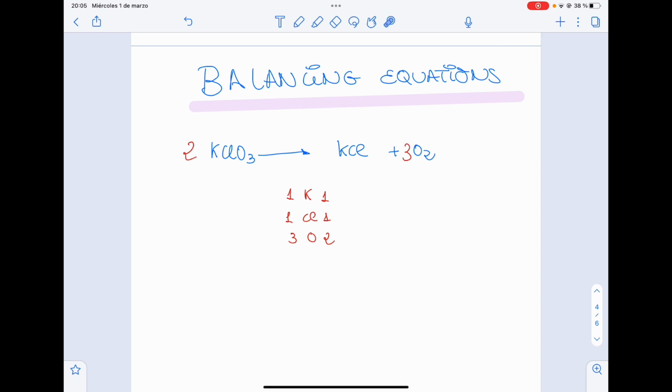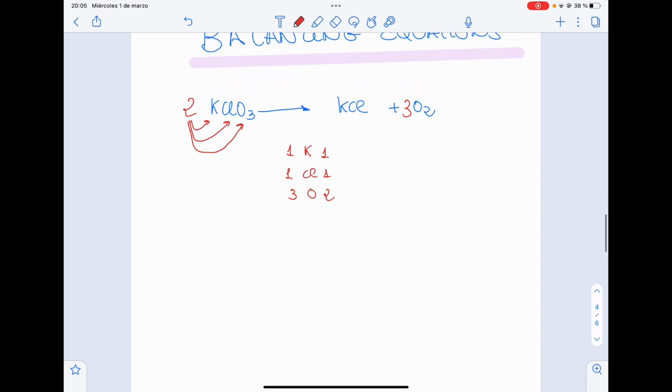And this number that I put in here, remember, is called the stoichiometric coefficient, and it means that you have twice this molecule and 3 times the O2. So this number here is going to multiply the potassium, it's going to multiply the chlorine, and it's going to multiply the oxygen. So if it multiplies, now you have in here how many potassiums? Instead of 1, you have 2. How many chlorums? Instead of 1, you have 2. And if you have 2 times 3 oxygens, instead of 3, you have 6 oxygens.